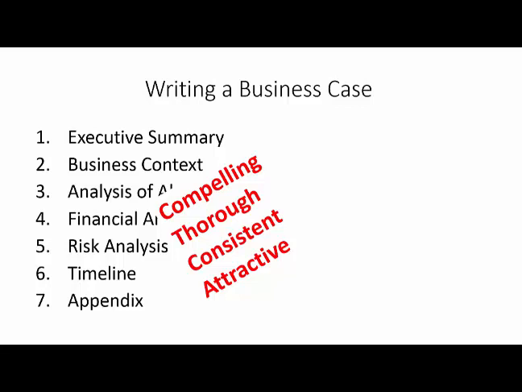Your business case needs to be compelling, which means that it needs to align with the strategic direction of the organization. It needs to be thorough, so that you've considered all the various options and considerations. It needs to be consistent. No one section should contradict something that you've said in another section. And it needs to be attractive. It not only needs to look good, but it needs to be easy to read, easy to understand, and easy to follow. All 4 of these items are important if you want your business case to get the due that it deserves.